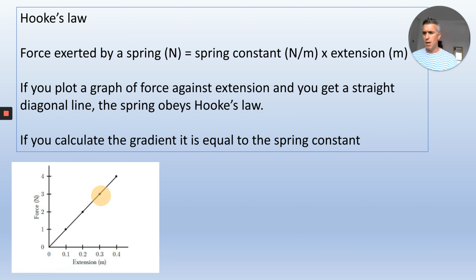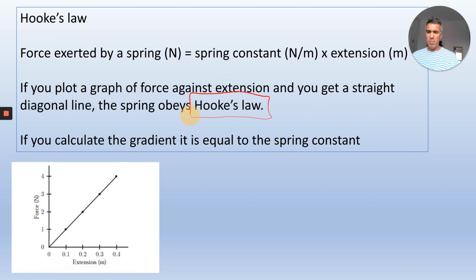Okay, so if you did this correctly, and you have this graph, you have extension on the x-axis and force on the y-axis. Normally it'd be the other way around, but we'll see why in a minute. And if you plot this graph and you get a straight line, that means your spring is obeying Hooke's law.